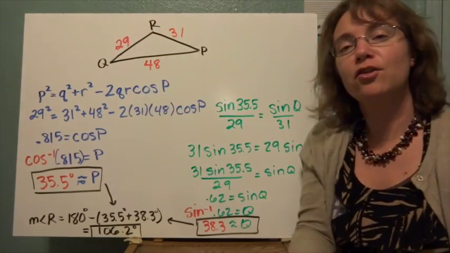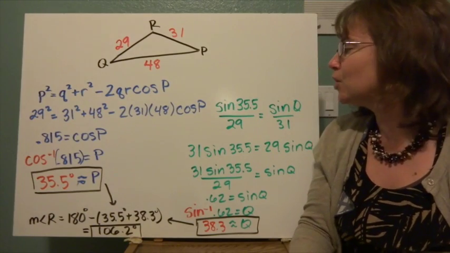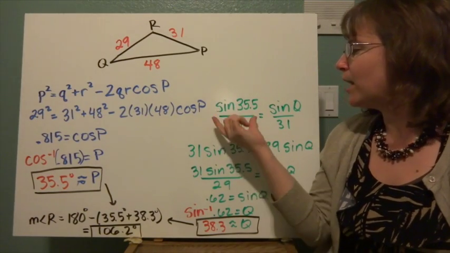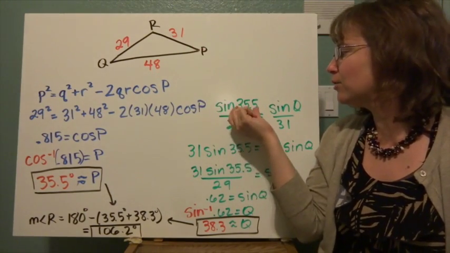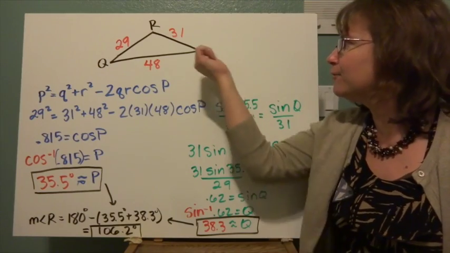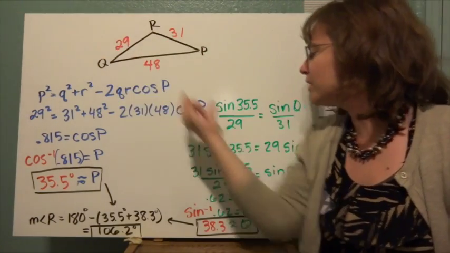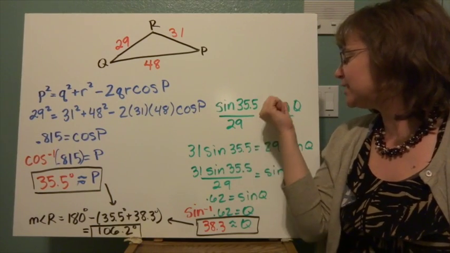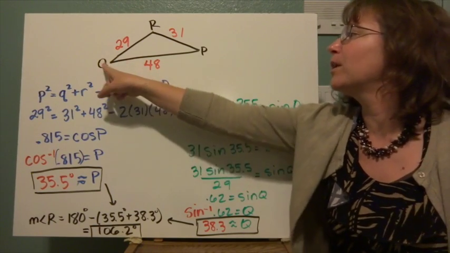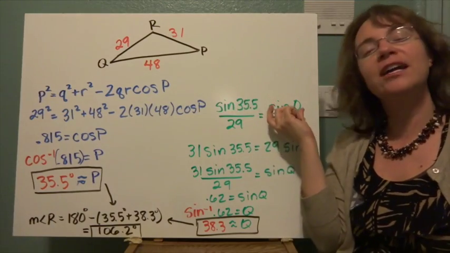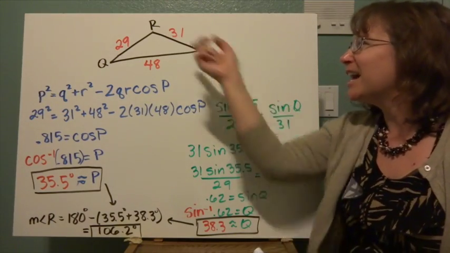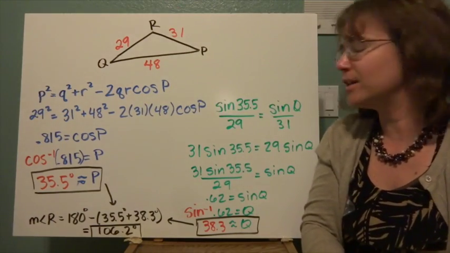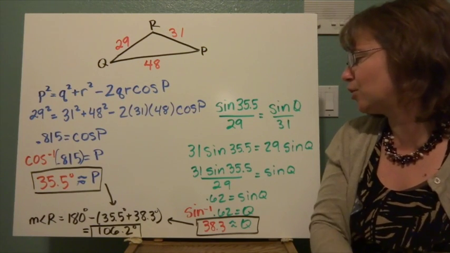And we know the side across. So now we can use the law of sines. So I know that P is 35.5, so I can take the sine of 35.5 over the side length that's opposite, 29, and that's equal to the sine of Q over 31. Okay, so I'm going to try and solve for my Q here. And I could have done the same thing with R if I wanted to do that. Instead, I just chose Q.